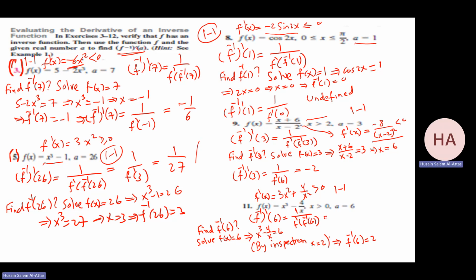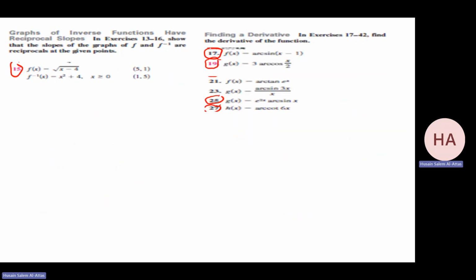So this will be 1 over f prime at f inverse of 6, which is 2. Substitute here. You have 1 over 3 times 4, which is 12, plus 4 over 4, which is 1. So it will be 1 over 13. Yeah, that will solve it.